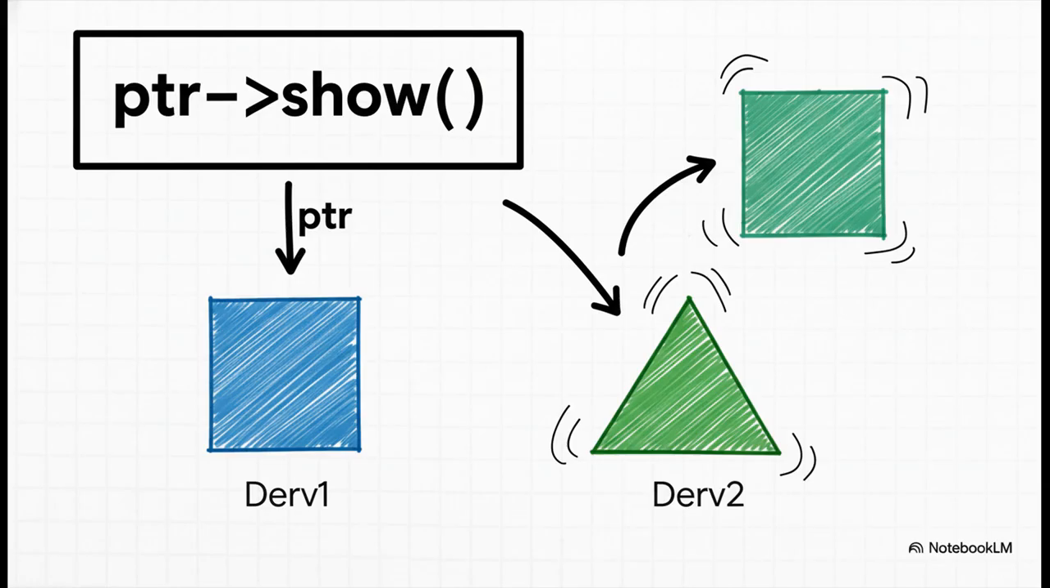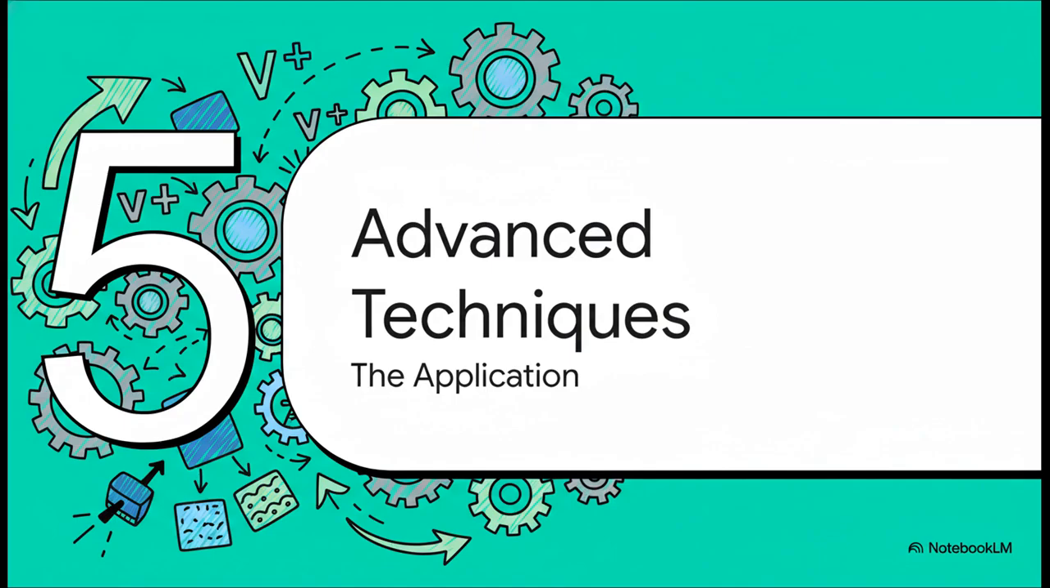And there it is. That's polymorphism in action. The exact same line of code, ptr->show, now does different things depending on what ptr is pointing to. If it's a div1 object, it runs the div1 function. If we point it to a div2 object, it runs the div2 function. How cool is that? Now, this ability to make decisions at runtime is not just a neat trick. It's the foundation for some really advanced and powerful programming techniques.